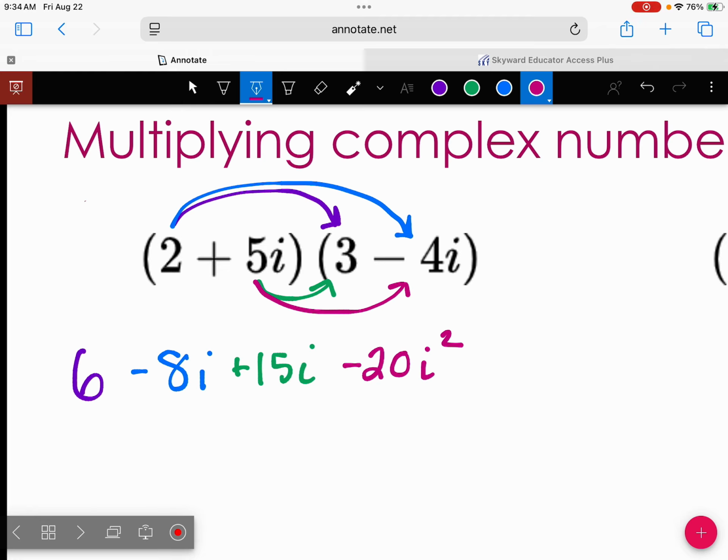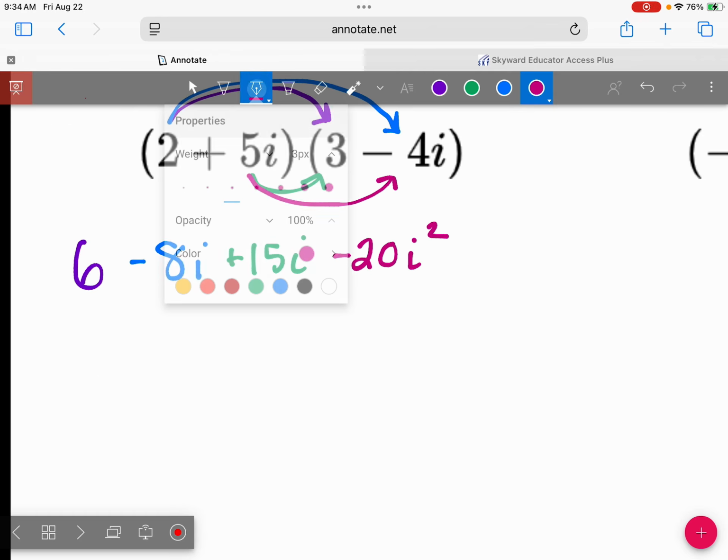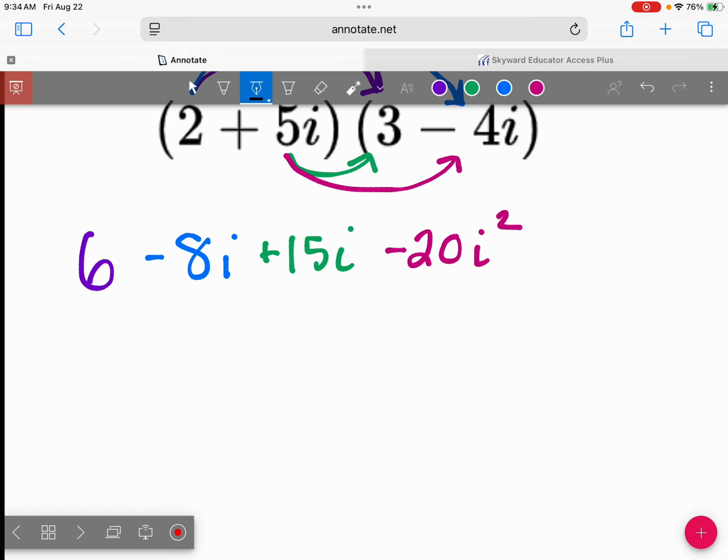But we can simplify this. We can simplify this a lot because we have some like terms here, right? So I can combine together my 6, and we're going to have minus 8i plus 15i, 7i.